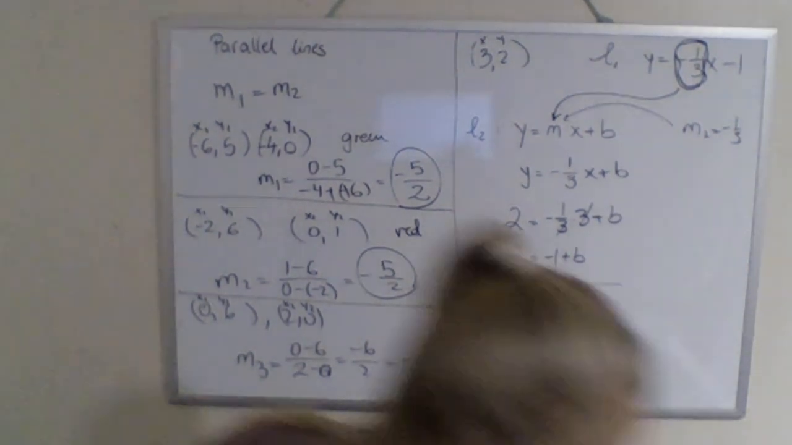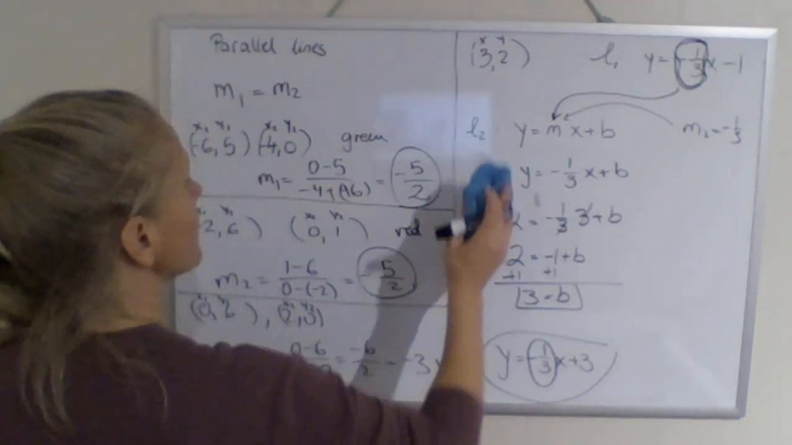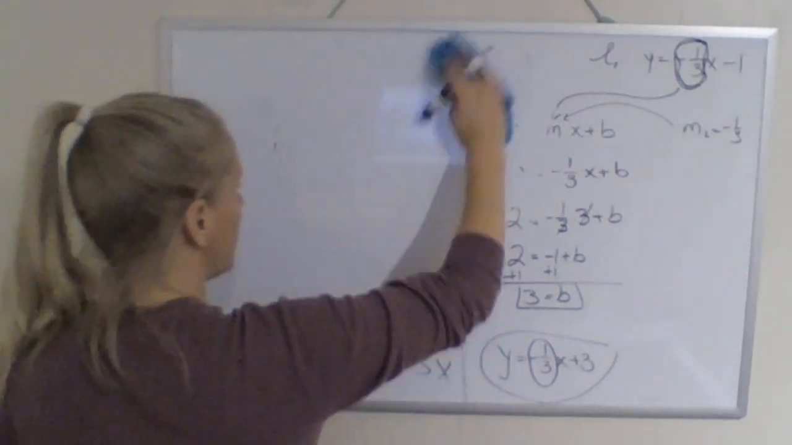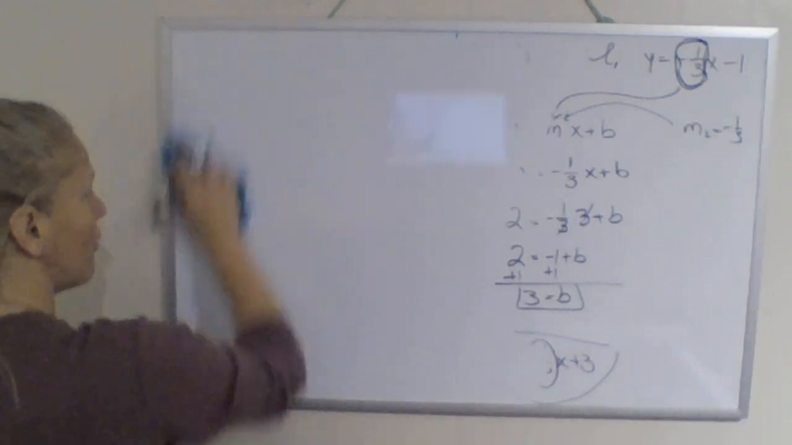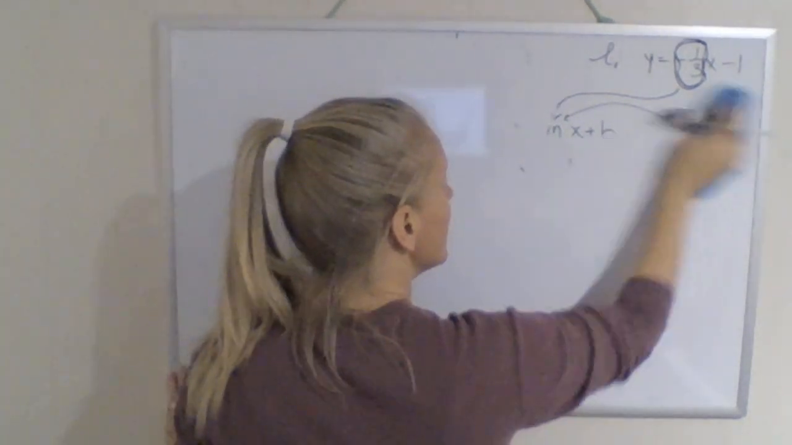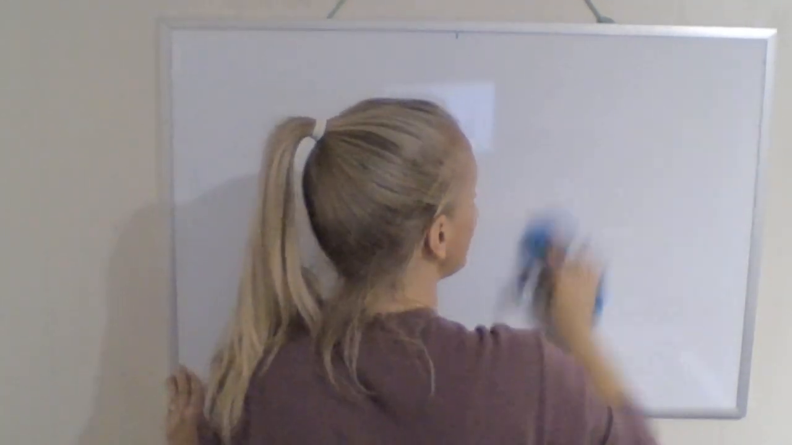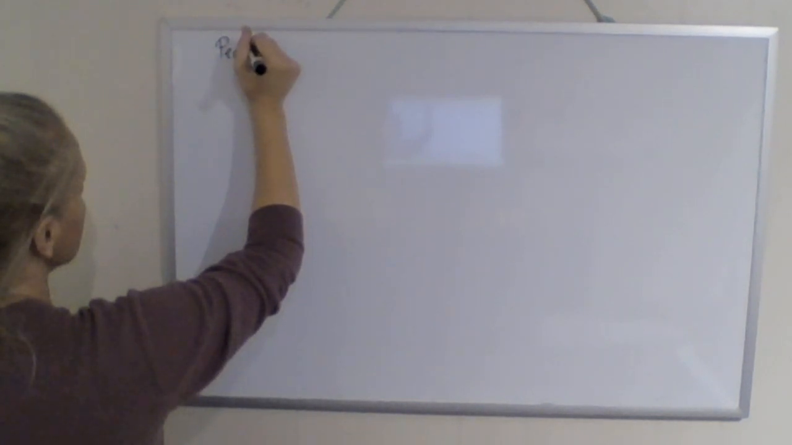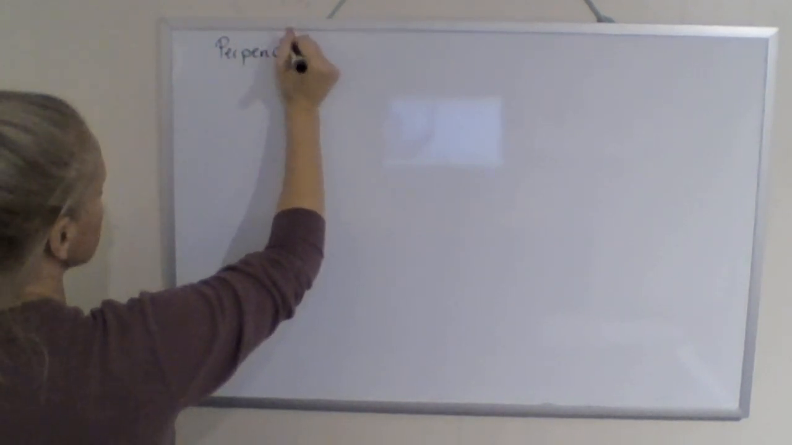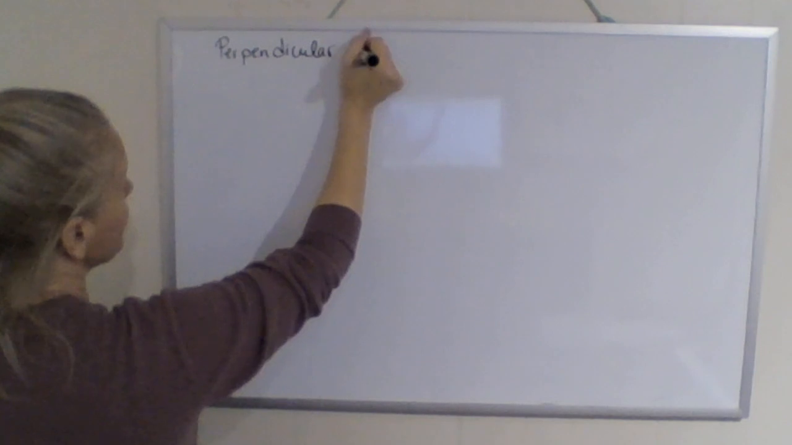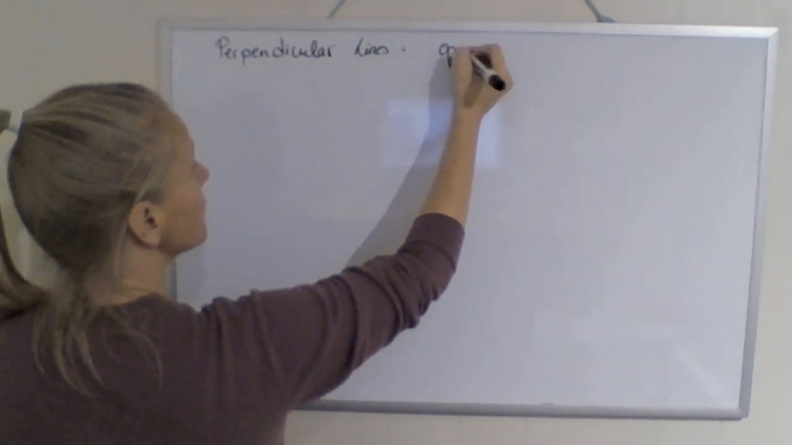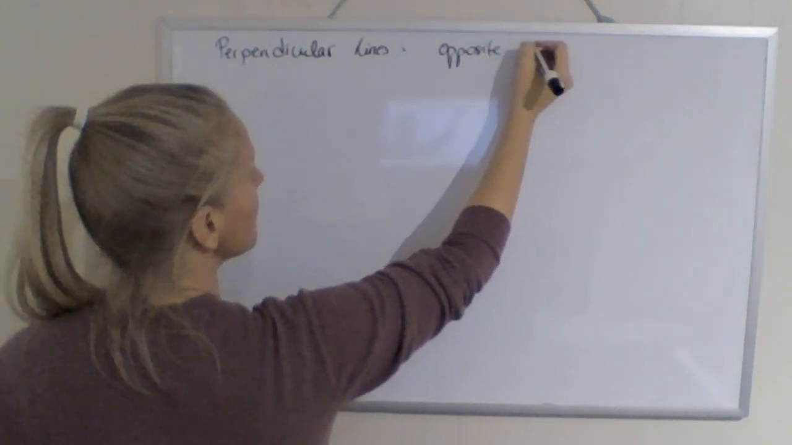And when it comes to perpendicular lines, I'm going to go ahead and erase this now. And we're going to talk about perpendicular lines and slope of perpendicular lines. Parallel lines, slopes are identical or the same. For perpendicular lines, I can't spell this. The slopes are opposite, reciprocal.